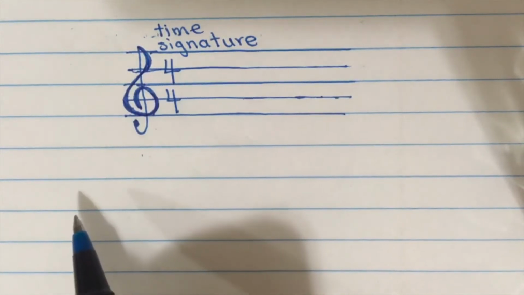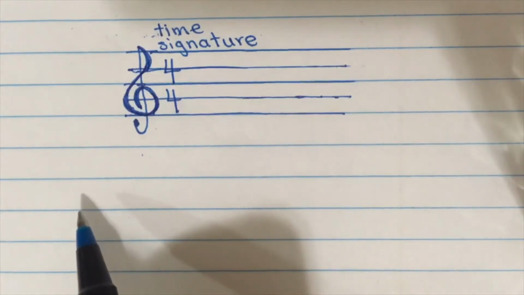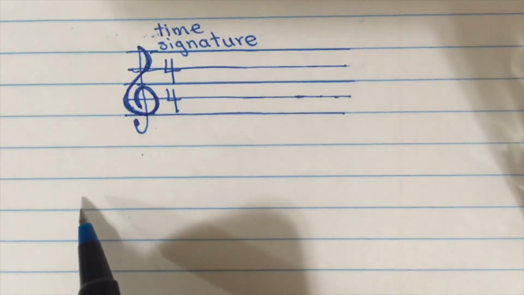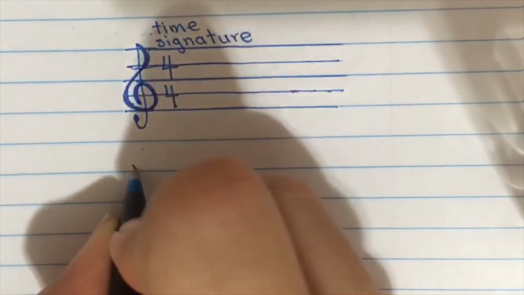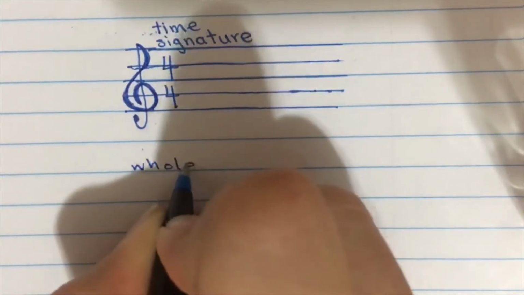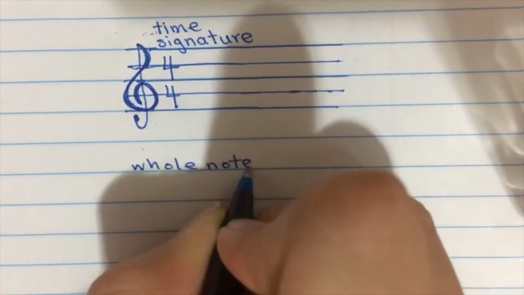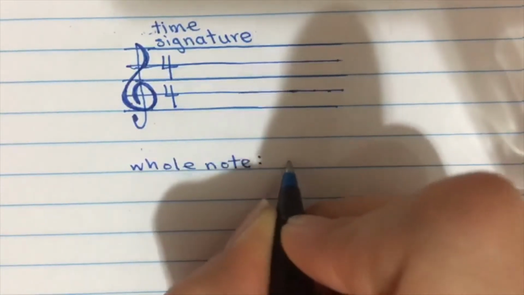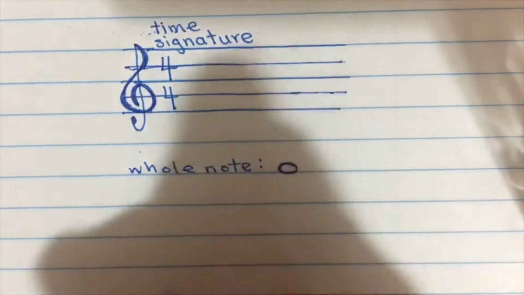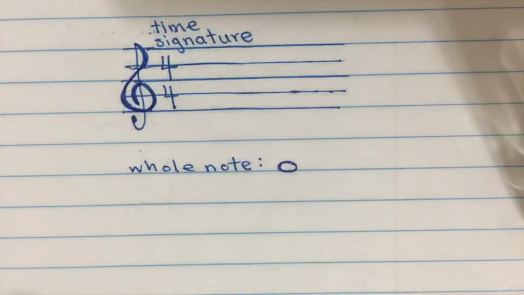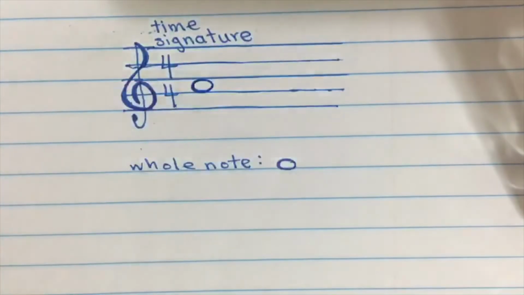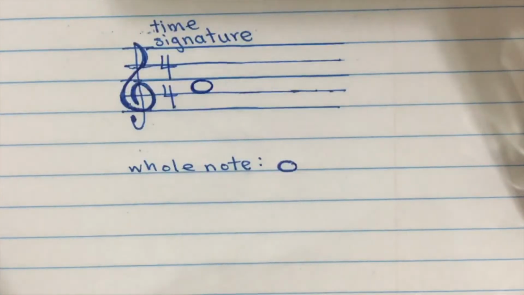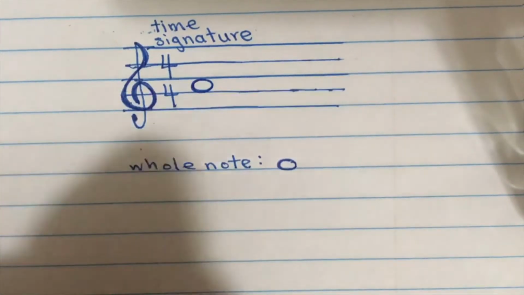But before we can get into any of that, I'm going to teach you about 4 types of notes. So the first note is called a whole note. Whole notes look like this. It's just kind of a horizontal oval. So if I were to draw this in the staff, a whole note would look like this. Okay? A whole note is worth 4 beats.